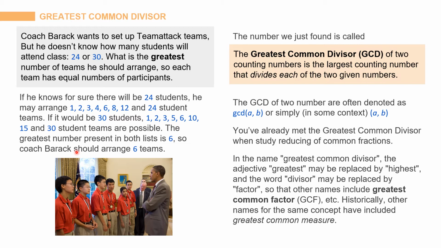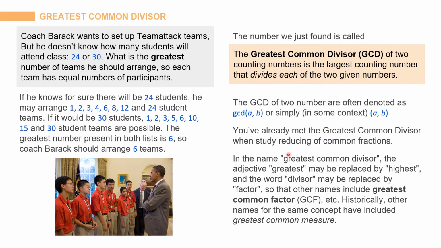The number we just found is called the greatest common divisor, GCD, of 2 counting numbers. It's the largest counting number that divides each of 2 given numbers evenly, in other words, divides them without a remainder. The GCD of 2 numbers is often denoted as GCD of A and B, where A and B are the 2 numbers, or if you know you're talking about GCD, you could even write it as A comma B in parentheses. You've already encountered greatest common divisors in elementary school when reducing common fractions.